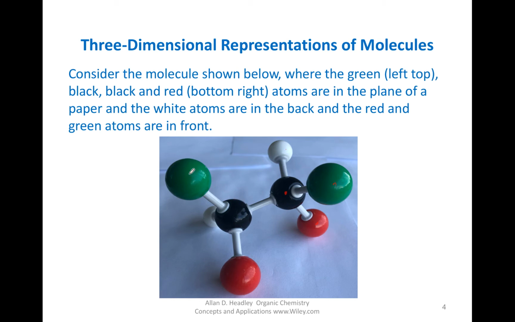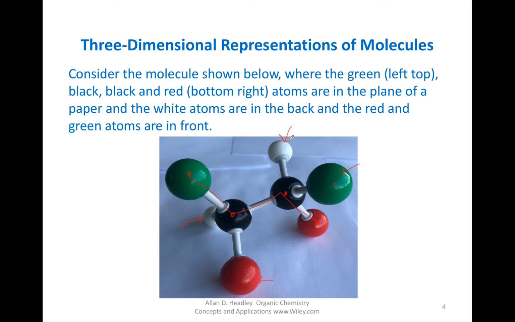So let's look here. In this molecule, this green, this black, and this black carbon, and now this red carbon are in the plane of the paper. So here is the plane of the paper, solid line. So you know where we're going with this. This is in front. And of course the white is in the back. And the green here is in front. And the white here is in the back.